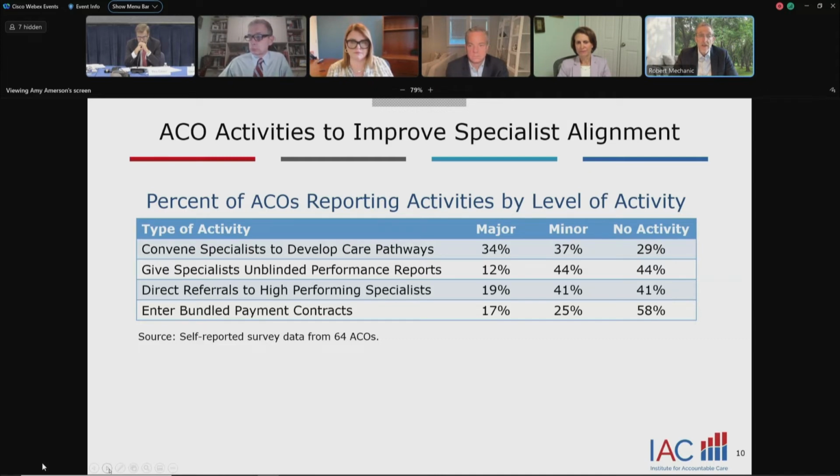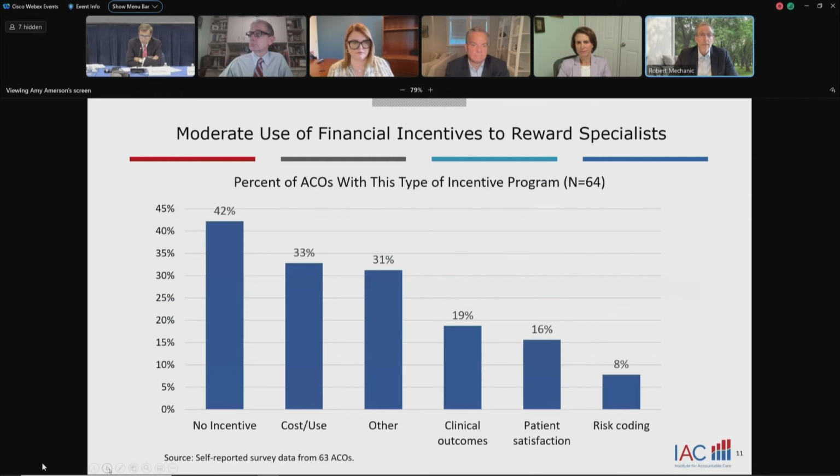And then finally, entering bundled payment contracts. Of these 64, 17% said, yes, we're doing a lot of it. 58% were not involved with episode payments at all. Go to the next one, please. We also asked them about their use of financial incentives to reward specialists, and the largest response was we don't.